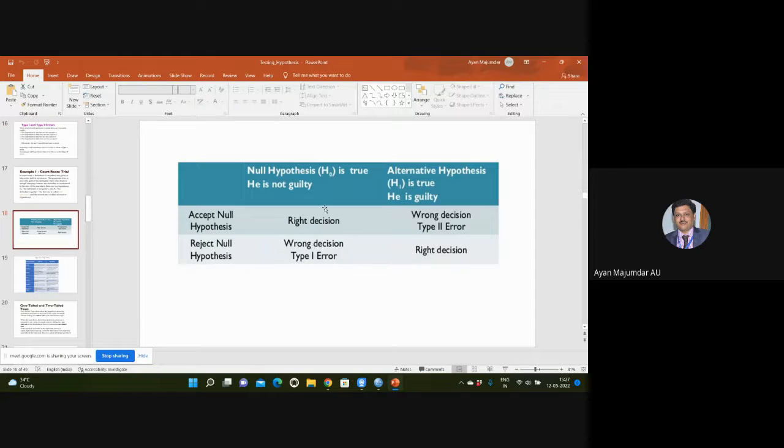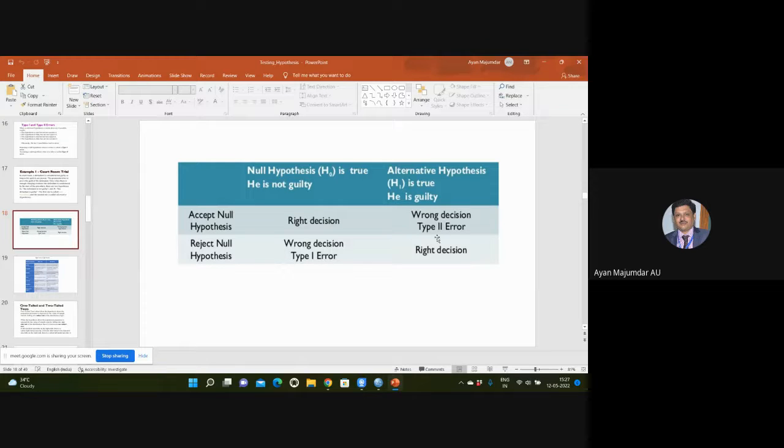Actually he is innocent, but the test result, the H0 is rejected. So a wrong decision comes up. As per the result, he is guilty. So that is a type 1 error. And the type 2 error is actually he is guilty, but the test result shows that the null hypothesis is accepted and he is taken as not guilty.